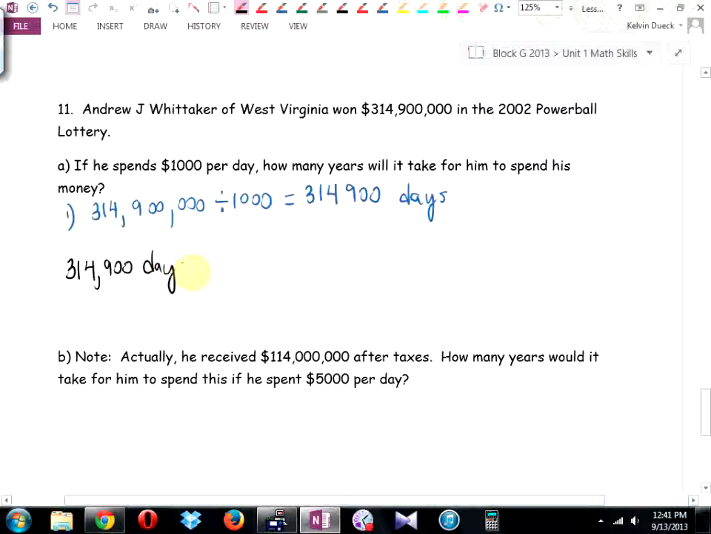What do I want to end up with? Years. Do I have a conversion factor that goes from days to years? Oh, yeah. This is a one-stepper, actually. I know a conversion factor. I'm going to put days on the bottom, years on the top. How many years is how many days? One year is 365 days. Okay. If he spends $1,000 a day, how many years will it take him to spend it all? 800 and... So I don't think it's 862. I think if you're going to round off, 863-ish.